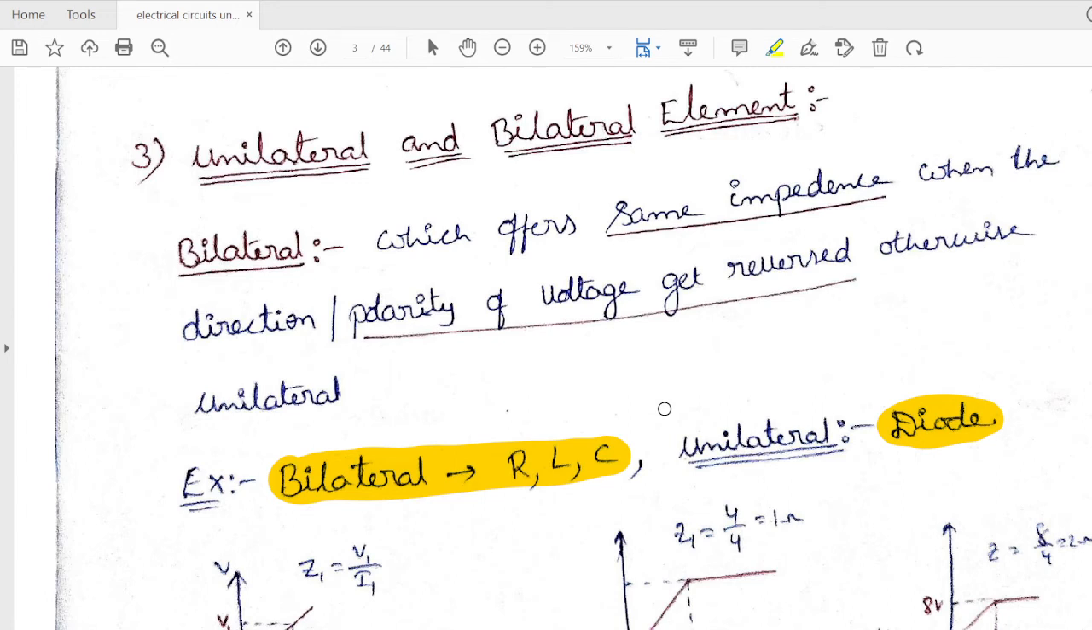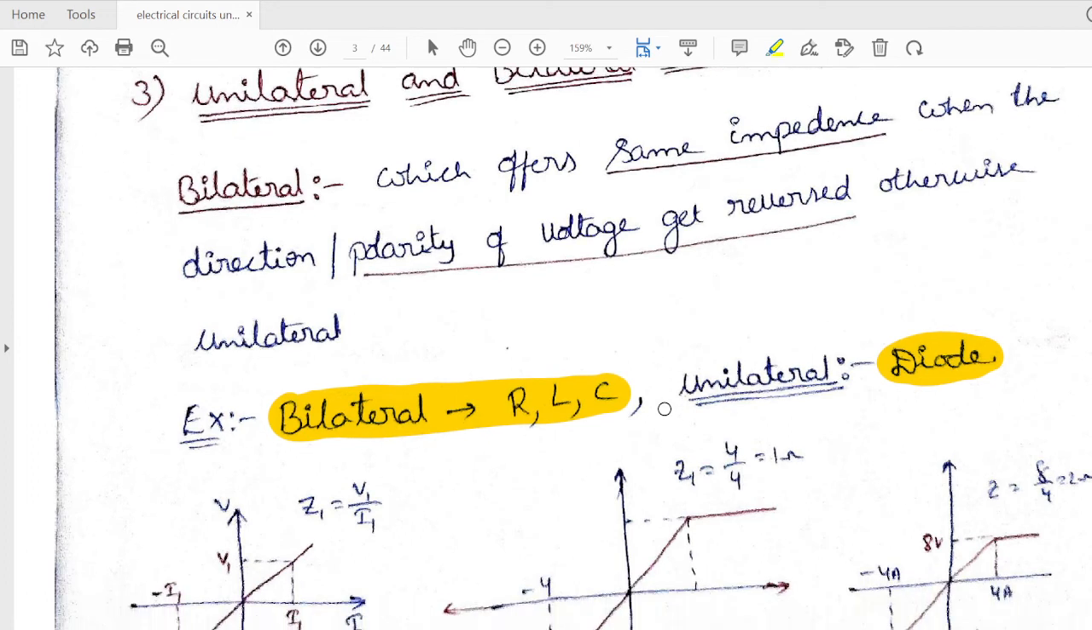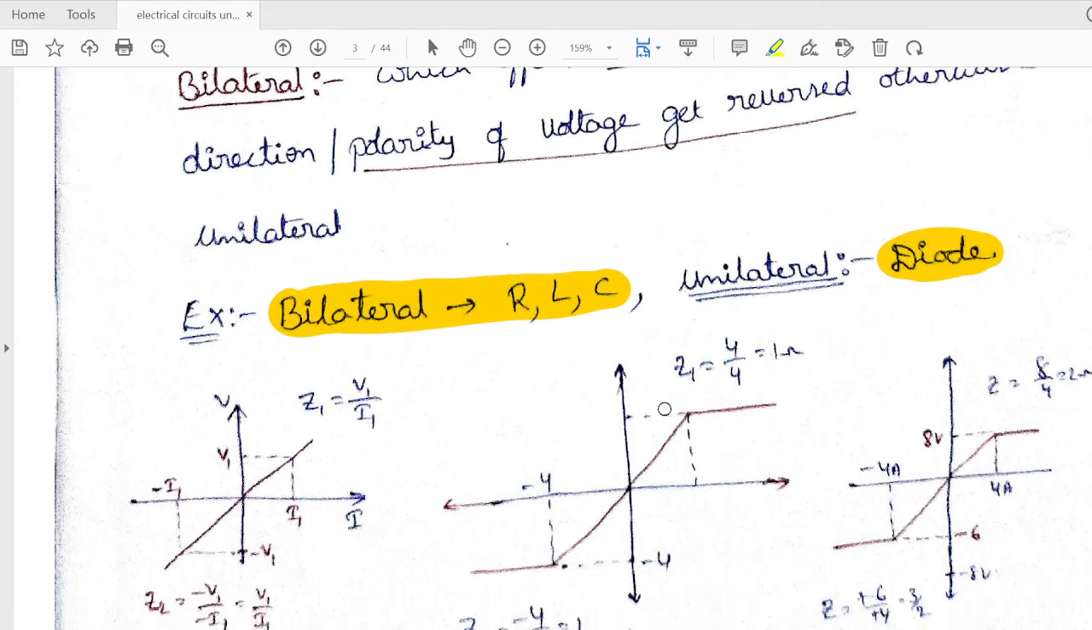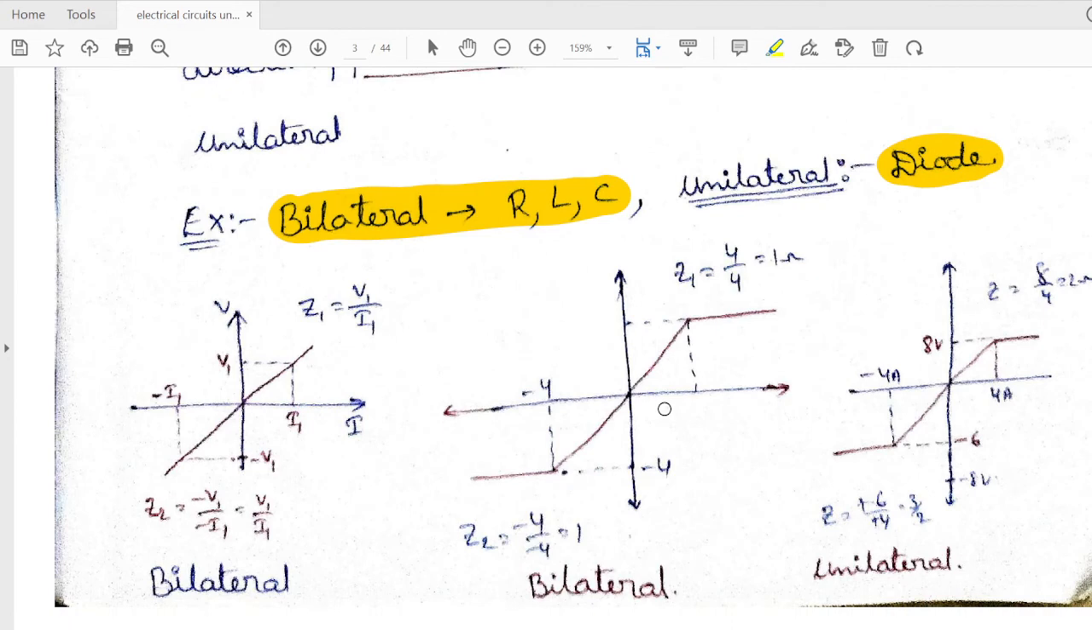Diode is called unilateral element. Let us go further. We'll try to understand with some examples. See, if you see in the first diagram, if I calculate Z, Z is nothing but voltage divided by current. Impedance is nothing but voltage divided by current.